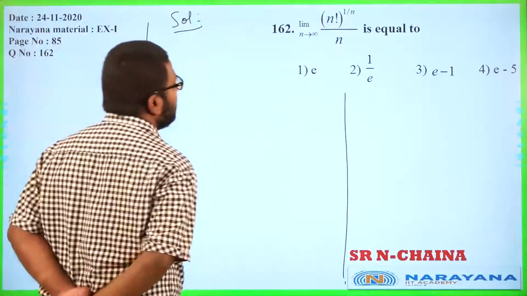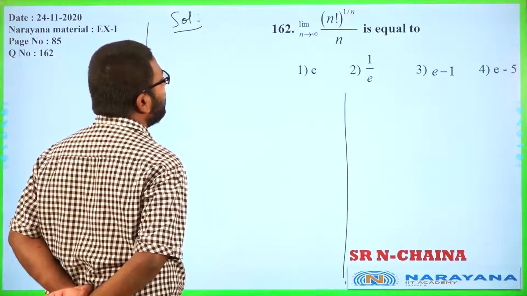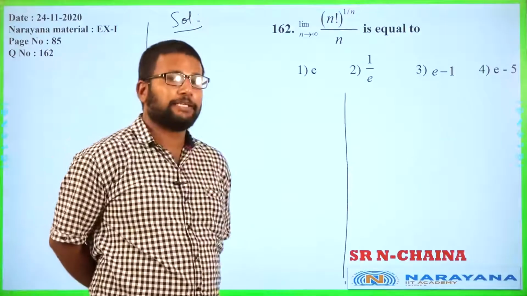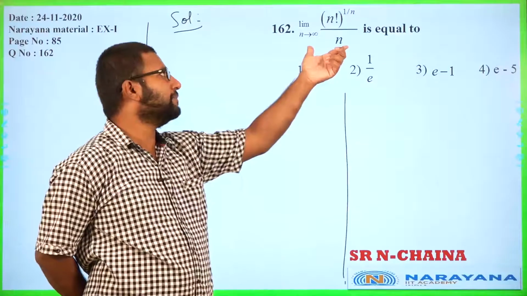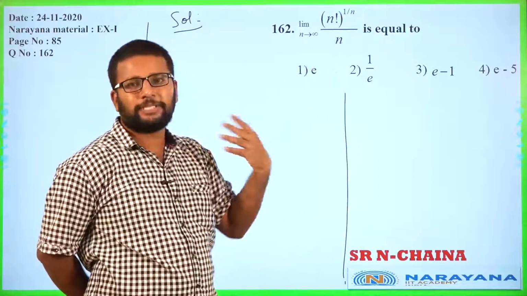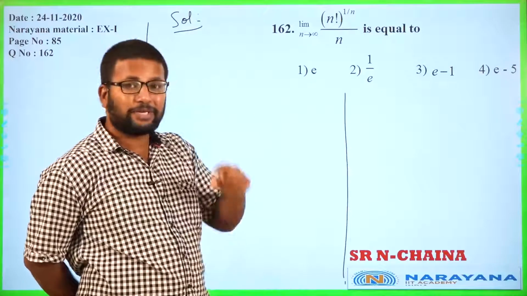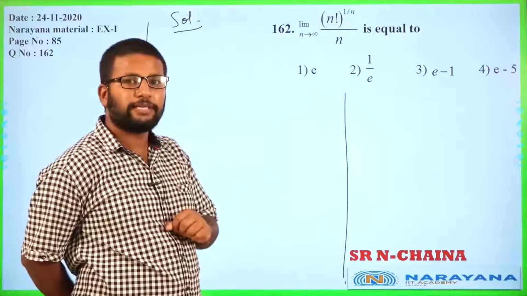Limit n tends to infinity, n factorial raised to 1 by n upon n. Now, realize that there is no summation here, and if there is no summation, obviously we cannot use our summation converted to integral, which means you have to create a summation. Now, how do we create a summation?